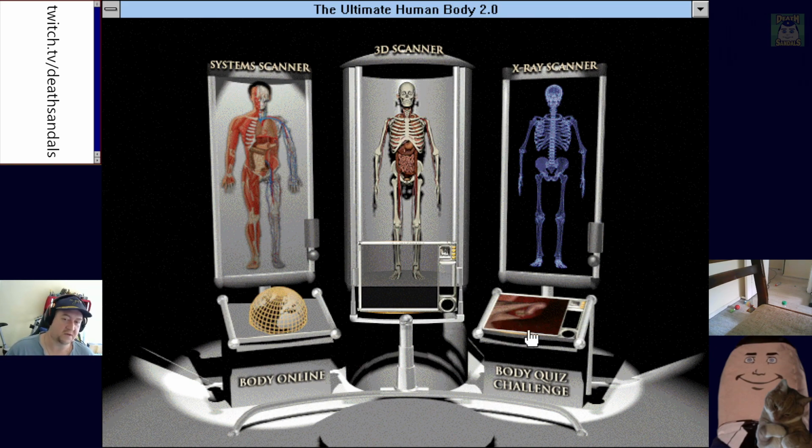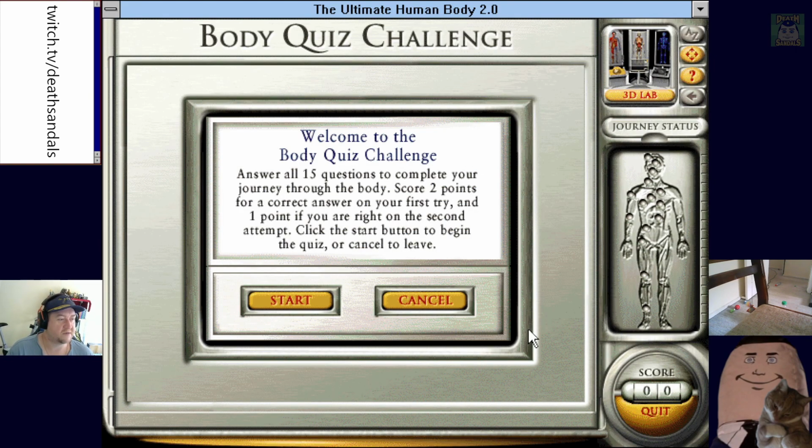Let's do the body quiz challenge first and see what I know, and then we'll go back through it. We'll see if we learn something. To complete your journey through the body, score 2 points for a correct answer on your first try, and 1 point if you are right on the second attempt. Click the start button to begin the quiz, or cancel to leave.